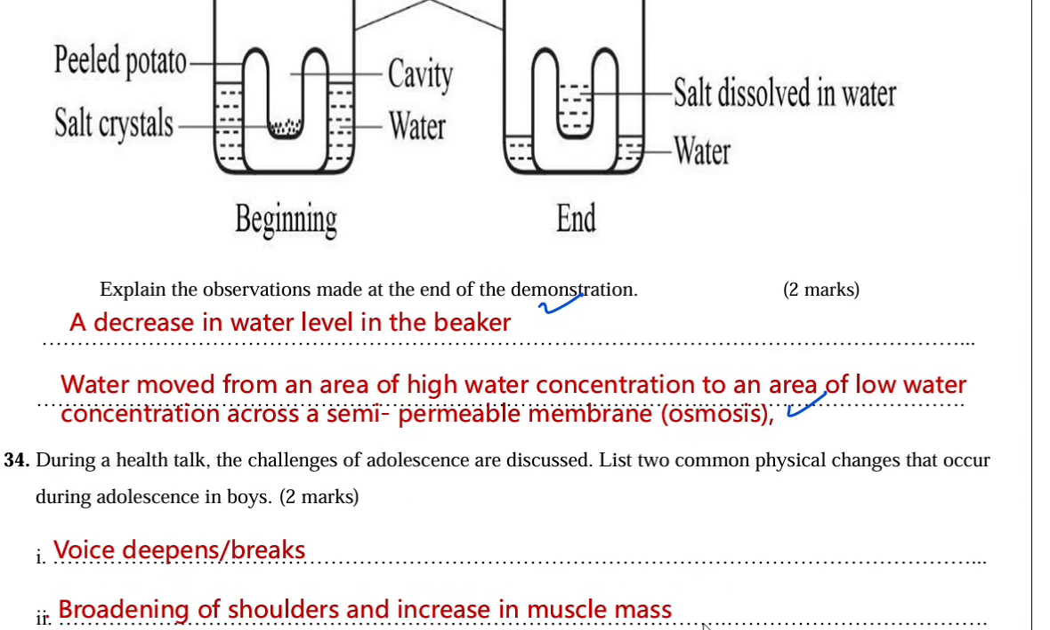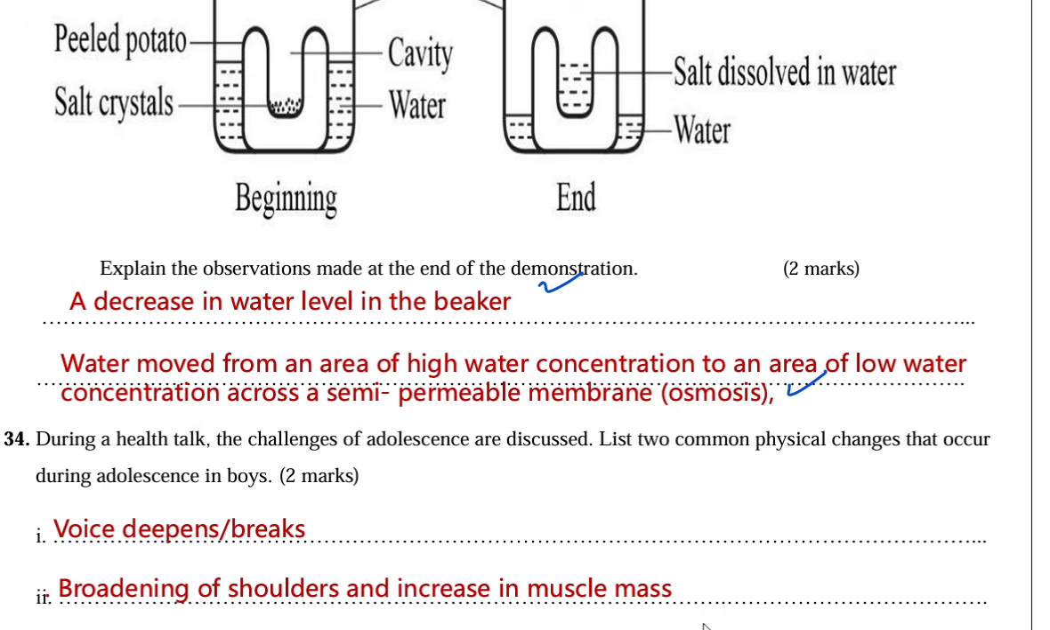Continue to question number 34. During a health talk, the challenges of adolescence are discussed. State 2 common physical changes that occur during adolescence in boys. Know that for boys, the voice deepens or breaks. Also, broadening of shoulders and increase in muscle mass. This is an open question. You have so many changes that take place in boys. We're going to give the changes that take place in boys only. So you get those 2 marks.